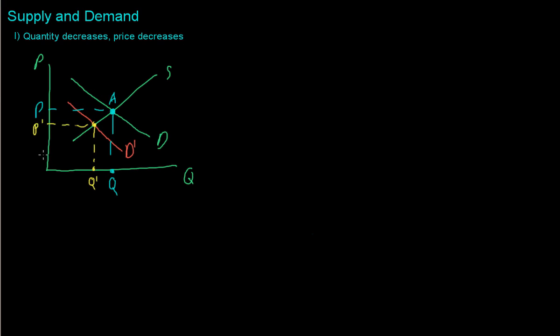So because we now have a lower price and also are selling less of the good, quantity has decreased and price has decreased. Since we've been talking about surfboards in all the other videos, we'll keep talking about surfboards here. So what would lead to a decrease in demand for surfboards?